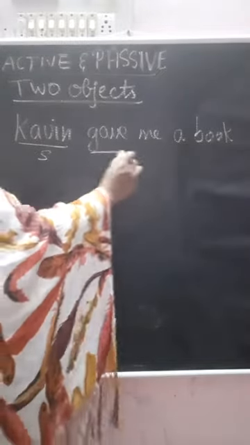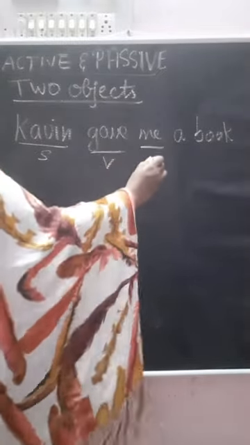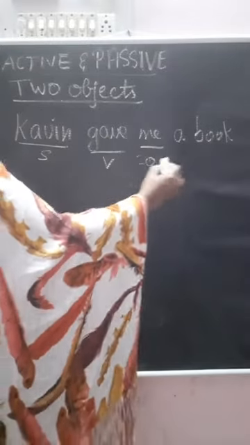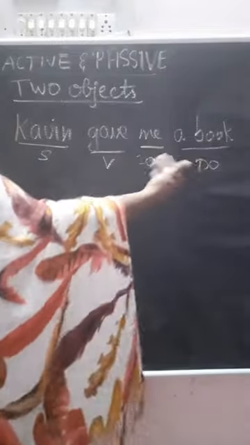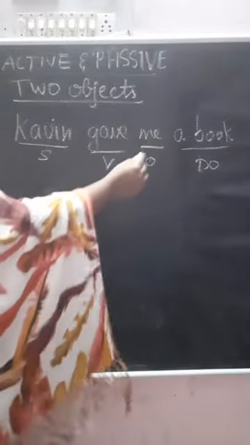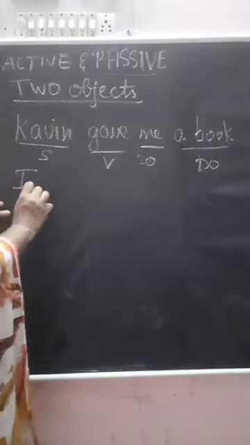First, as usual, mark subject, verb and object. You see here, it's actually IO DO, isn't it? But we consider it as object. We can take either of these, either me or book. Let us take the first one. Me is changed into I.